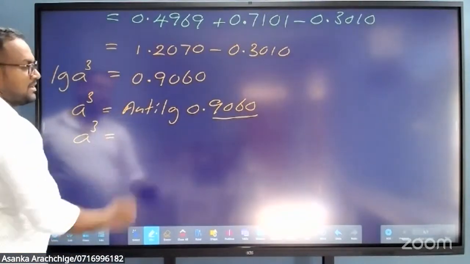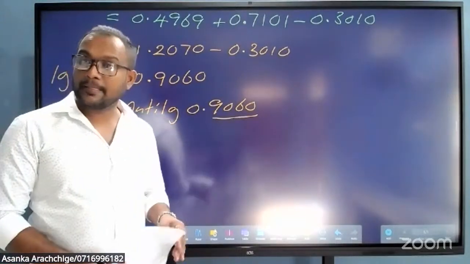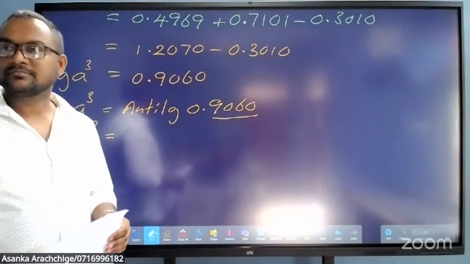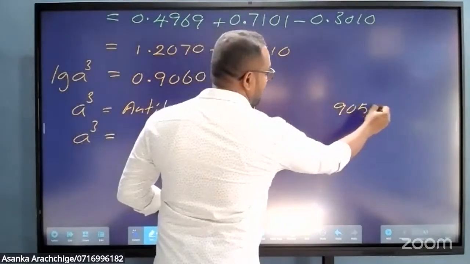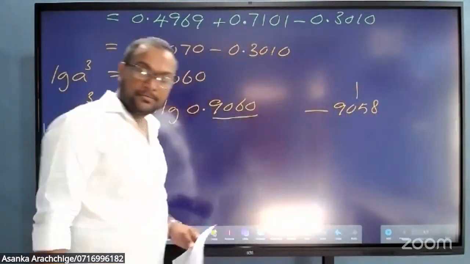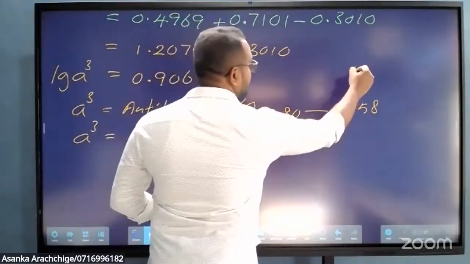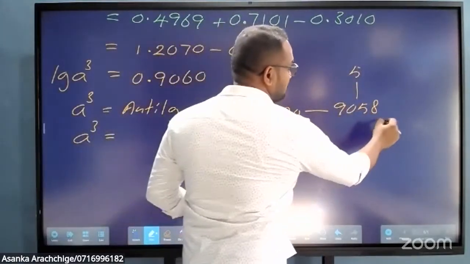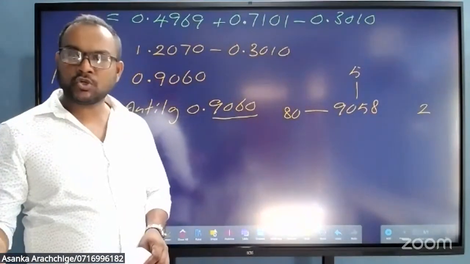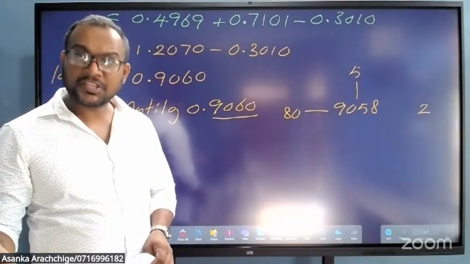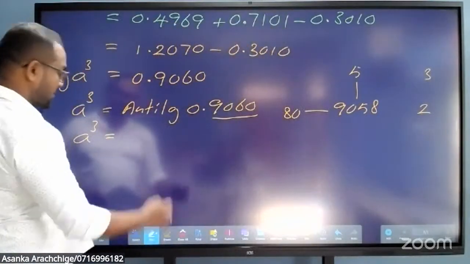Is this not available exactly in the table? What is the nearest value which does not exceed this? 9058. The location of this value in the table? 80. 5. We need two more. Is 2 available somewhere in the mean difference columns? Yes. In which column is that available? 3. Then the answer means the location 8053.